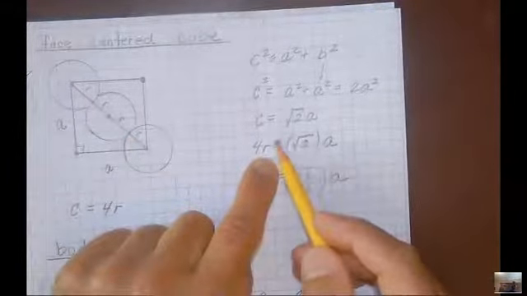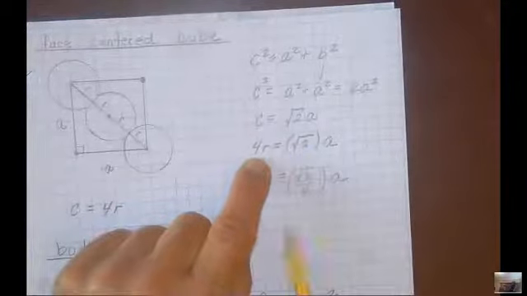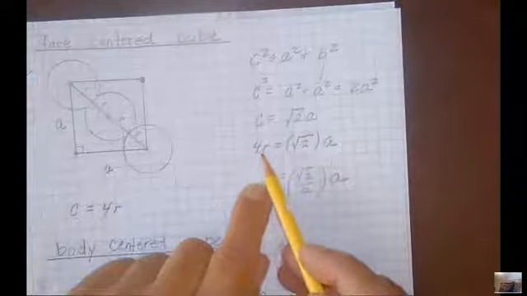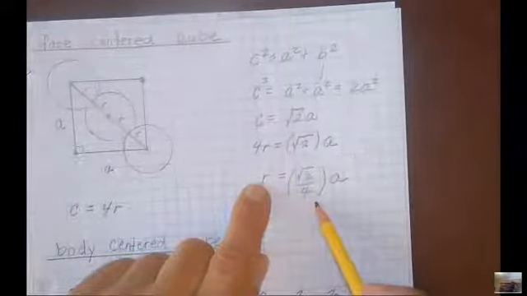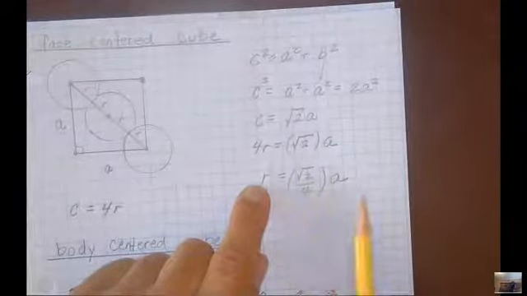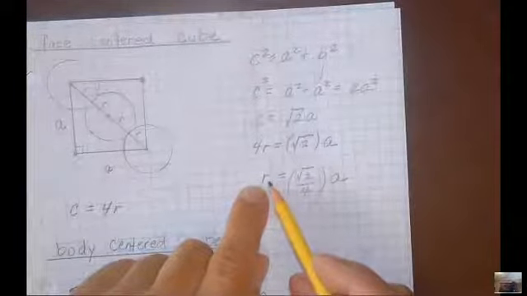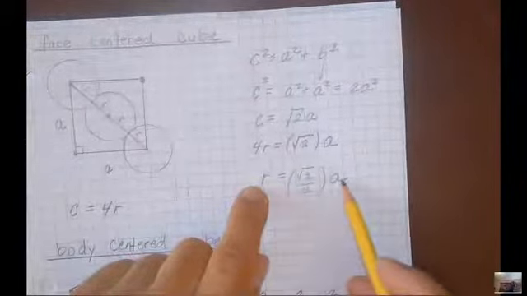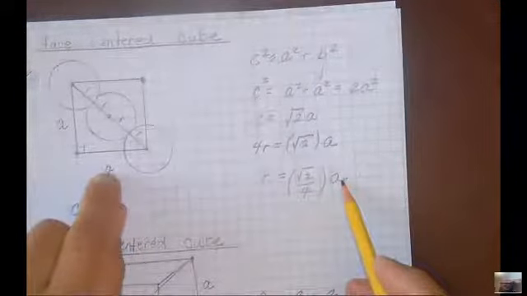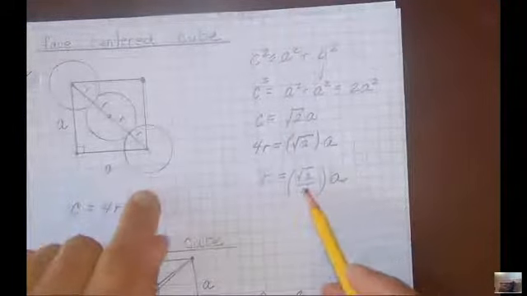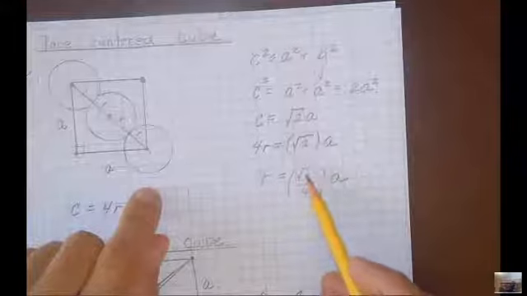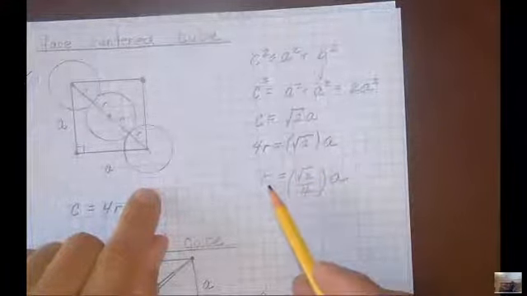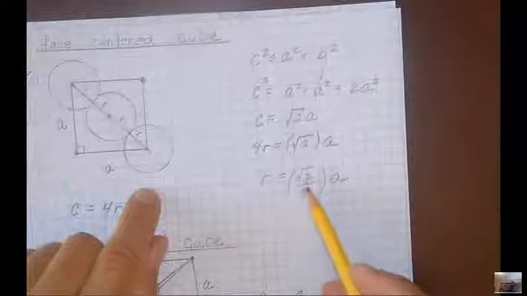So I substitute my 4r in for c, and then I solve for r, which means just divide both sides by 4, and I wind up with this cool relationship. The relationship between the radius and the side length is r equals the square root of 2 divided by 4 times a. Okay, so each radius is equal to the square root of 2 divided by 4.